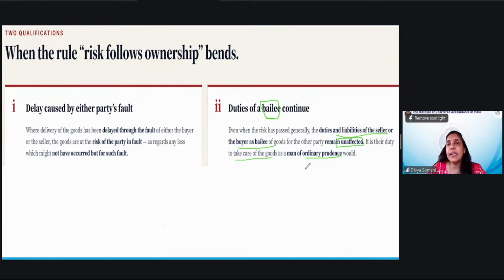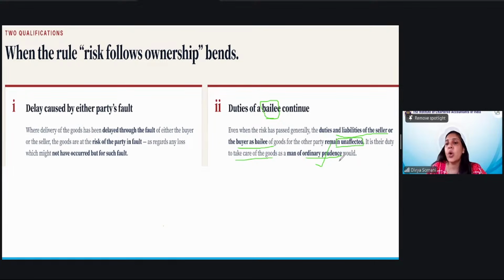So meanwhile, it is the duty of the seller, because the seller is not the owner. The ownership has already passed because the goods were specific and in deliverable state, but the buyer did not want the goods then and there. He wanted them after a month or so. So he has delayed the delivery process. Meanwhile, the seller is now in the position of a bailee. He has to take care of the goods like a person of ordinary prudence.